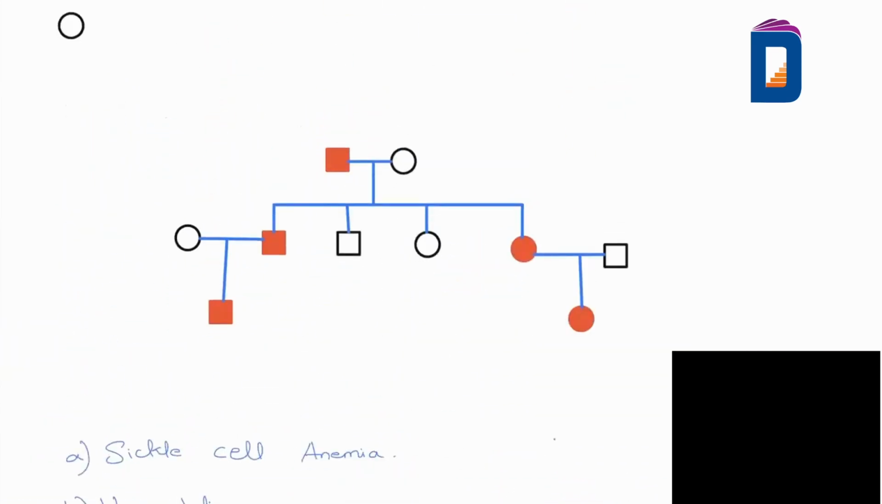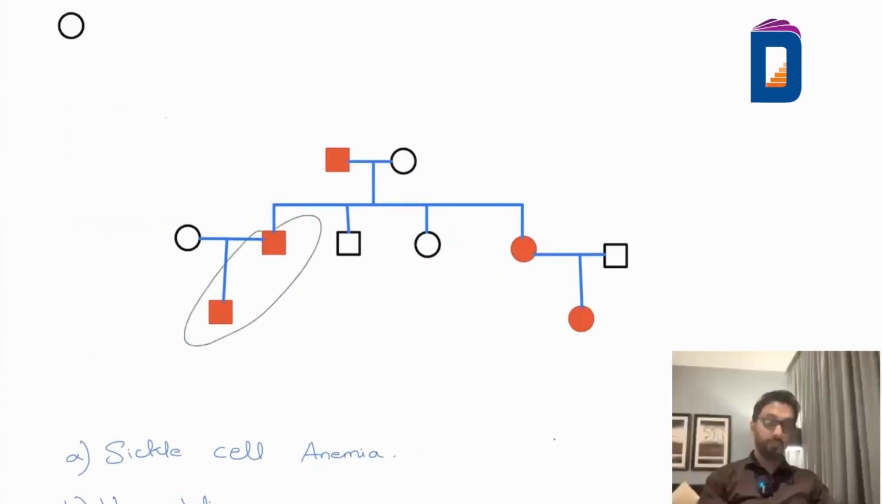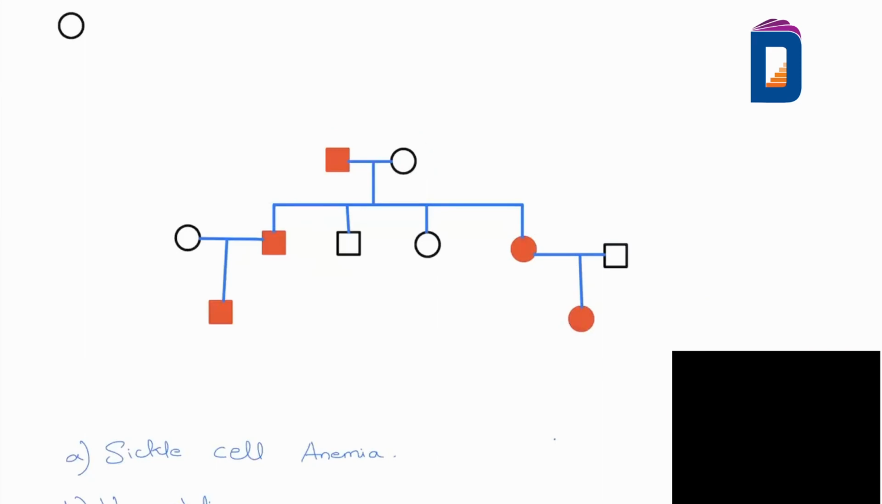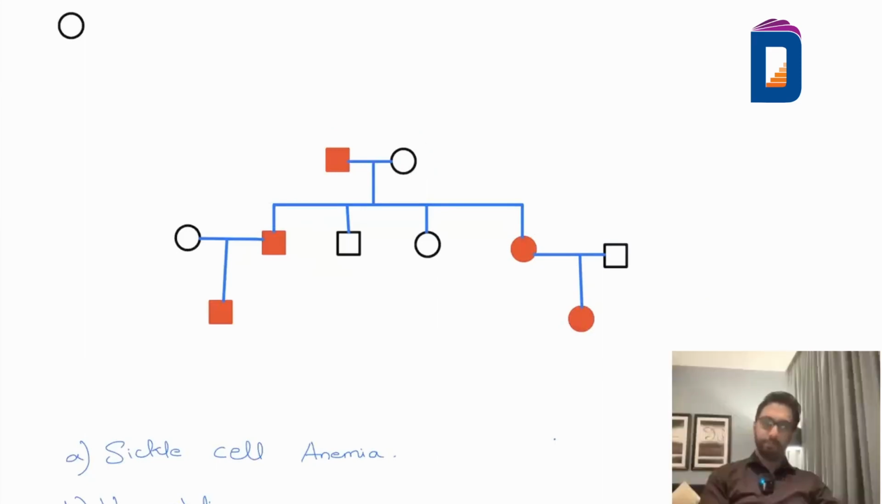Why? Because it's a kind of equal predilection. Both males and females, equal. So there is no sex predilection. If there is no sex predilection, it is autosomal. If it's autosomal, very simple, go to the parent. Is the parent affected? Yes. It's autosomal dominant mostly, but don't be so sure. Check with the progeny also.